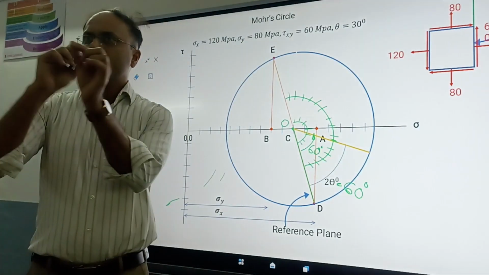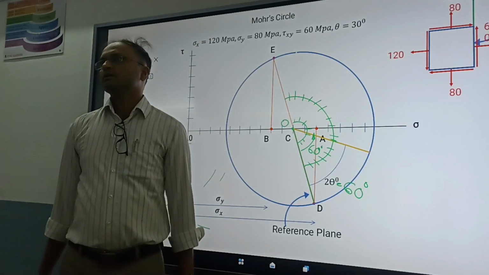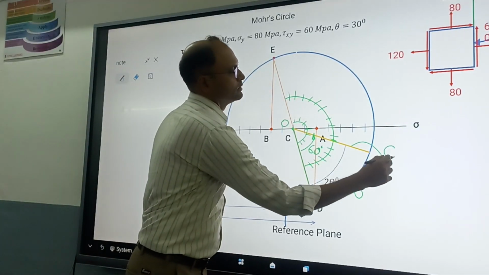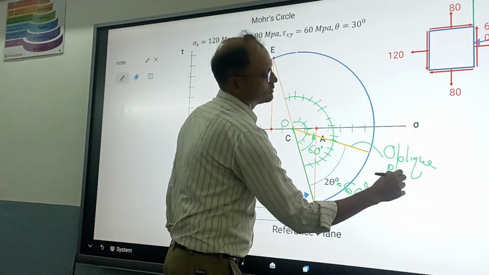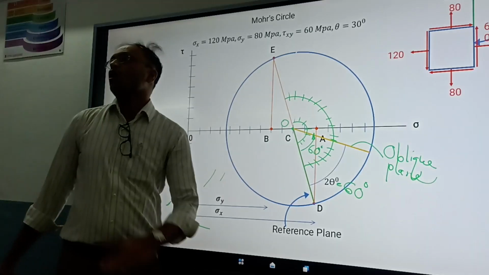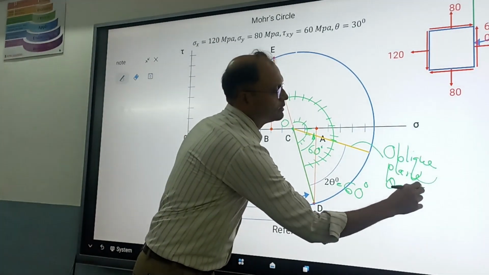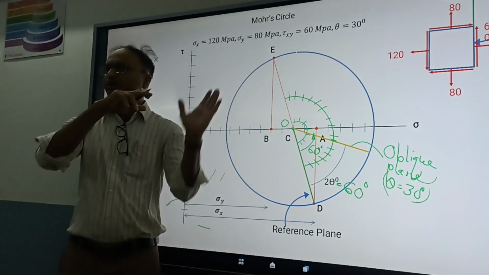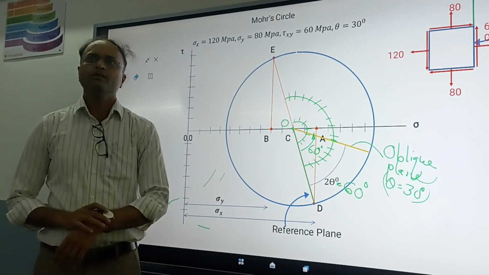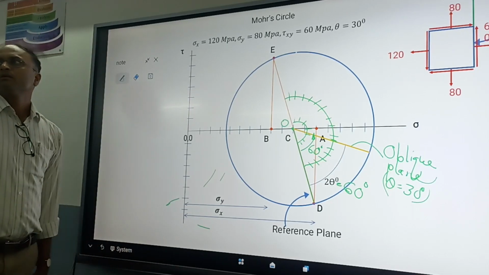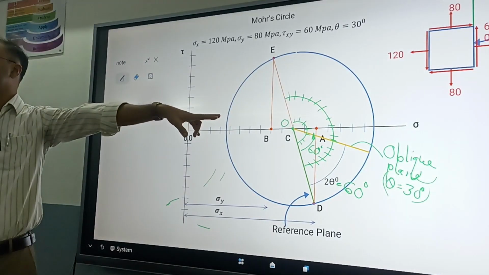Again make this line thick. This line actually indicates which plane? Oblique plane. Oblique plane making angle how much? 30 degree. In actual practice, the angle is 30 degree, but in the Mohr circle it is 2 theta, 60 degree. Oblique plane is obtained. Now we have to only measure some values so that we get the stresses.